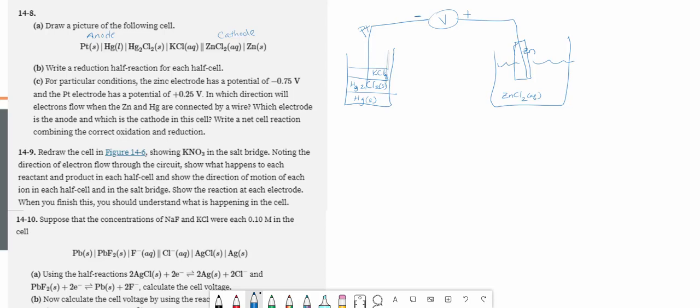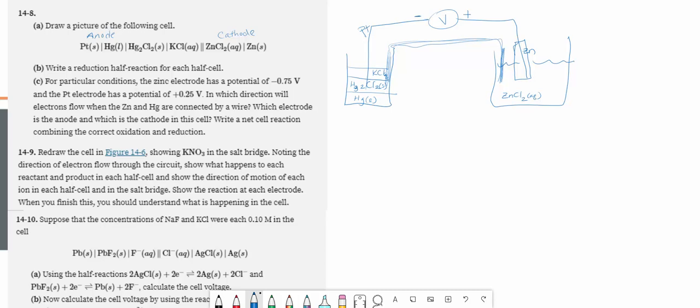Then we also need a salt bridge. So I'm just going to kind of draw my salt bridge like this. And then I have my cell. Now it's sloppy because I'm just not artistic in any way, shape, or form, but that's what we have.